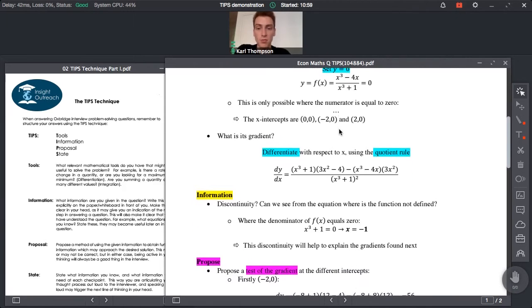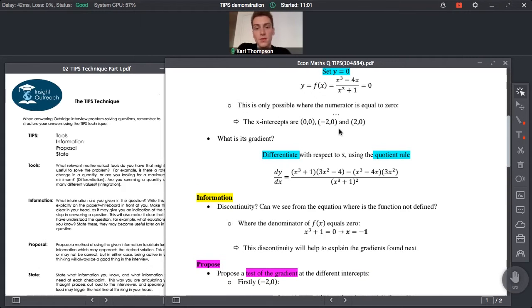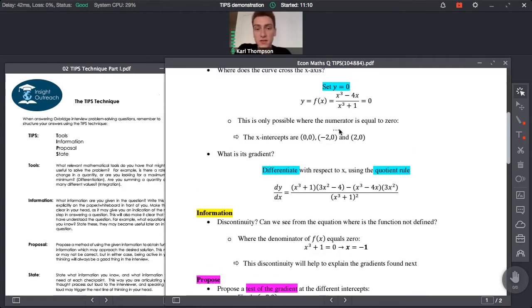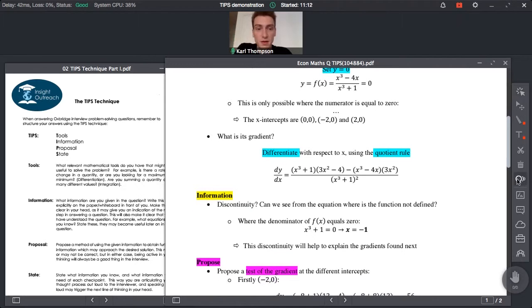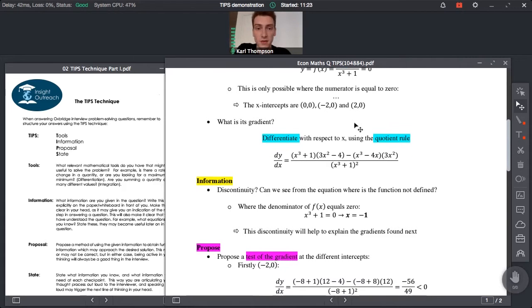So proposed. We should use the information that we've got already and propose a way forward with this question. And what I would suggest is use these different intercepts that we've found and test their gradients. So we know the x value for each. We don't even need the y value for the intercepts. We just test these 3 x values.